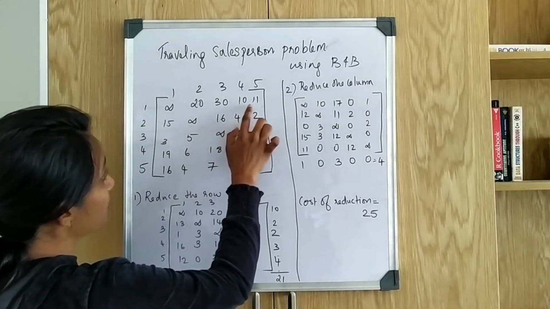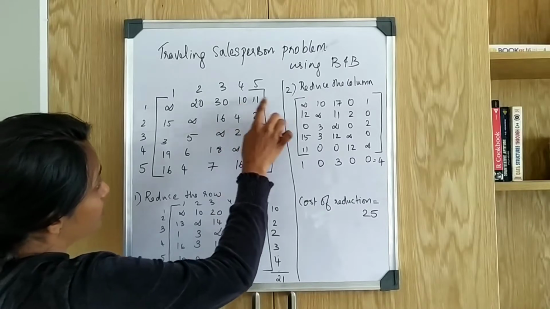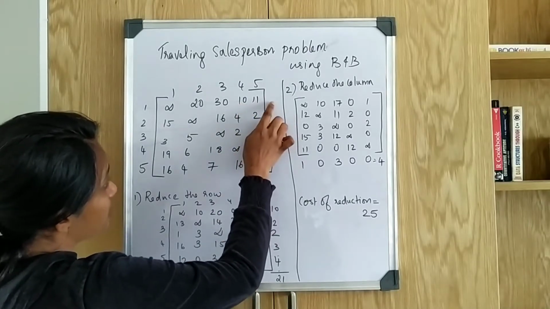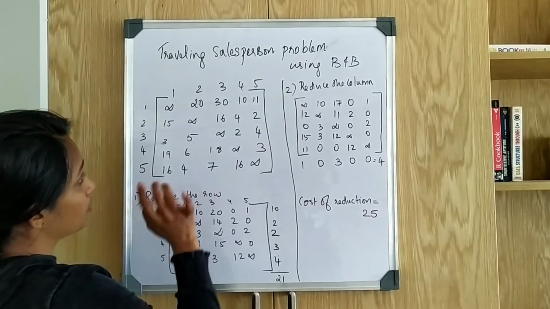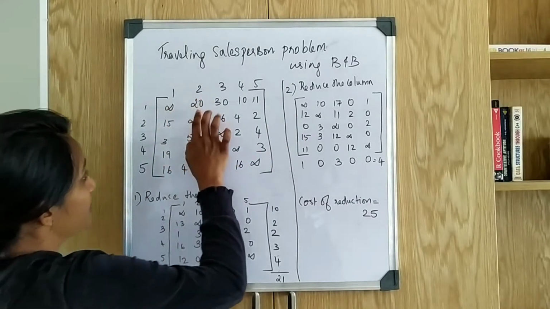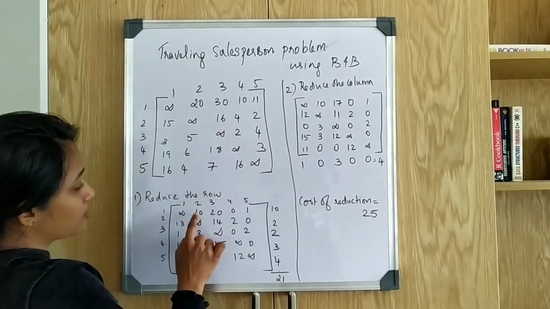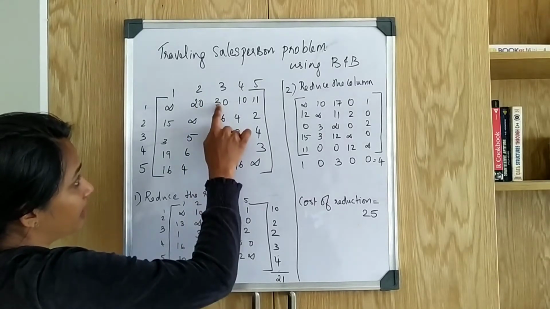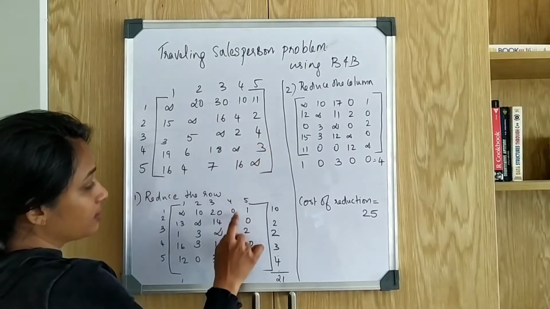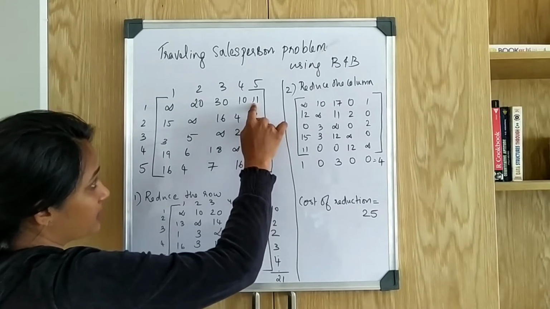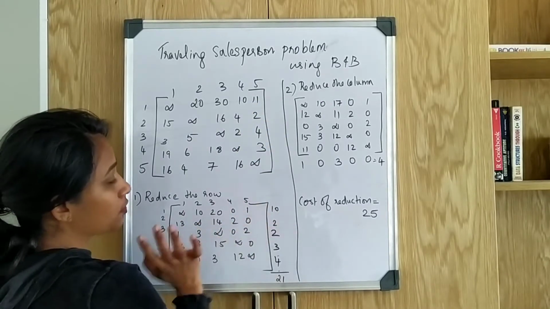In the first row, the minimum weight is 10. So what you're going to do is take 10 outside, and subtract 10 from each and every weight in that particular row. Here it's infinity, ignore. 20 minus 10 is 10. 30 minus 10 is 20. 10 minus 10 is 0. 11 minus 10 is 1. So you take 10 out and you reduce the row.